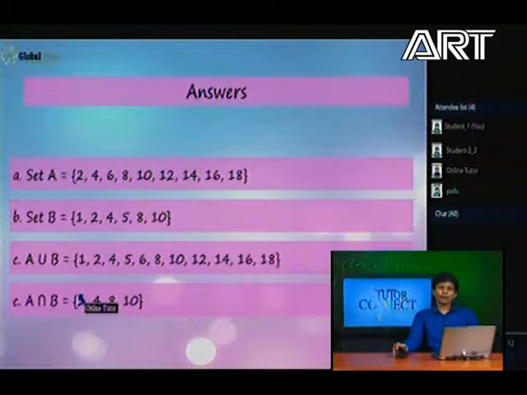The D part of this question is A intersect B. We have found the answers for A and B, so we have to get the common numbers in A and B. Whatever is common in set A and set B is 2, 4, 8 and 10.